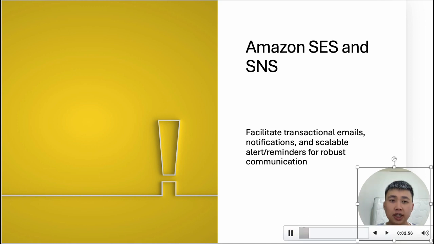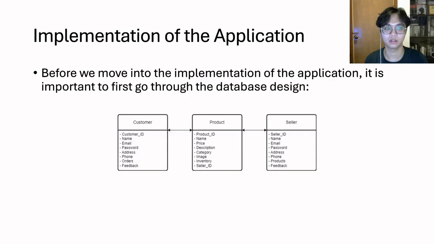Amazon SES and SNS are our go-to services for reliable email and notification delivery, a critical component of our customer communication strategy. With these AWS modules, we aim for a seamless, scalable, and efficient digital environment.